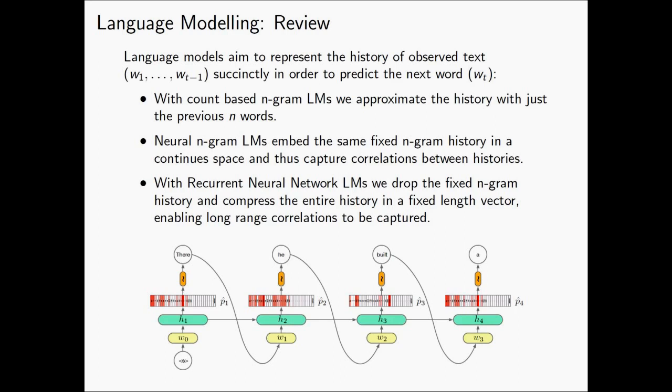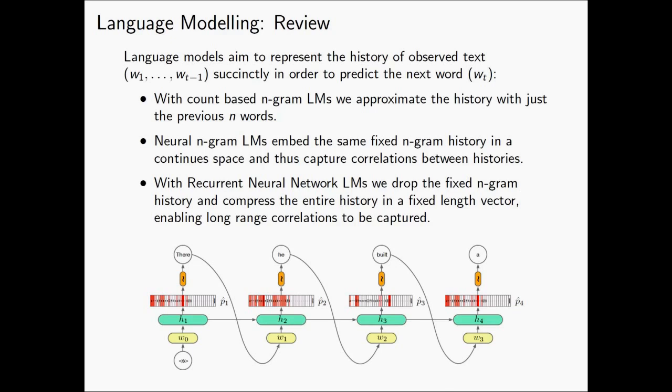So the first approach used the n-gram approximation, where we said we're just going to approximate the sort of infinite history that we may have seen with the previous n-1 words. We generalized that a little bit using neural networks so we could start to capture some correlations between the words that we've observed, the histories we'd observed, which improves things, but still it's a very rough approximation of our history to just look at the previous n-1 words.